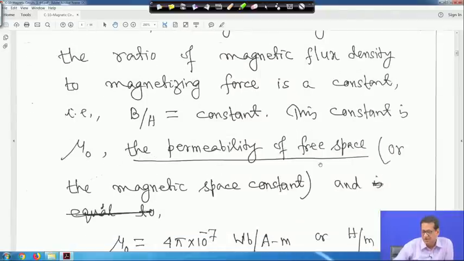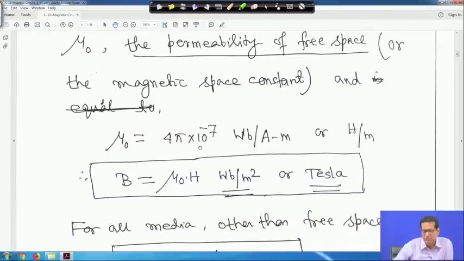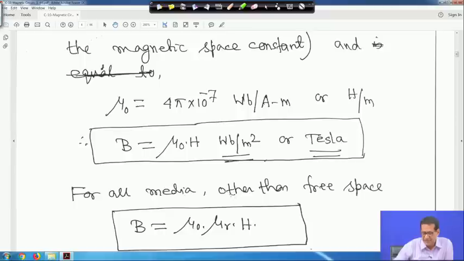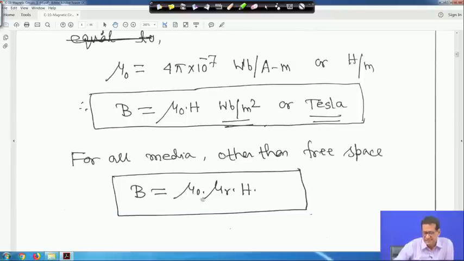So, it is called the permeability of free space or the magnetic space constant, and mu 0 is equal to 4 pi into 10 to the power minus 7 Weber per ampere meter, or Henry per meter, either this unit or this unit. So, B is equal to mu 0 into H, where B is the flux density in Weber per meter square or Tesla. For all media other than free space, B is equal to mu 0 mu r into H.